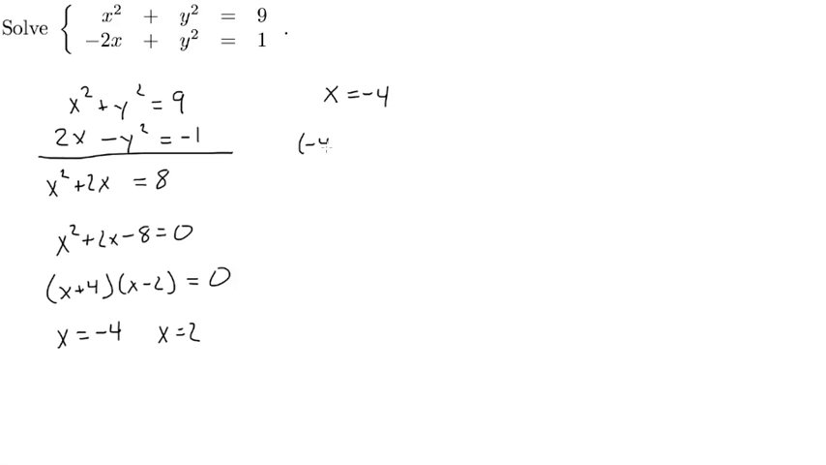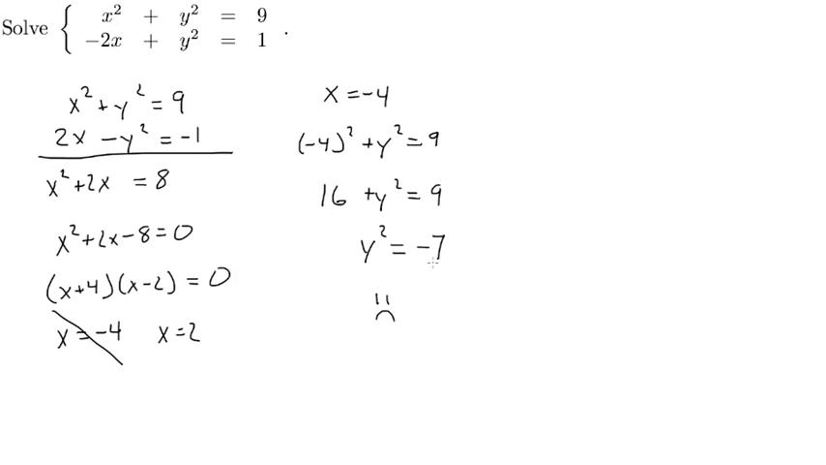So that's going to be (-4) squared plus y squared equals 9. So 16 plus y squared equals 9. Subtract 16 from both sides, I get y squared equals -7, and oh wait, that can't happen. So what that means is x equals -4 is not a solution. There's no way that we can have y squared equals -7.